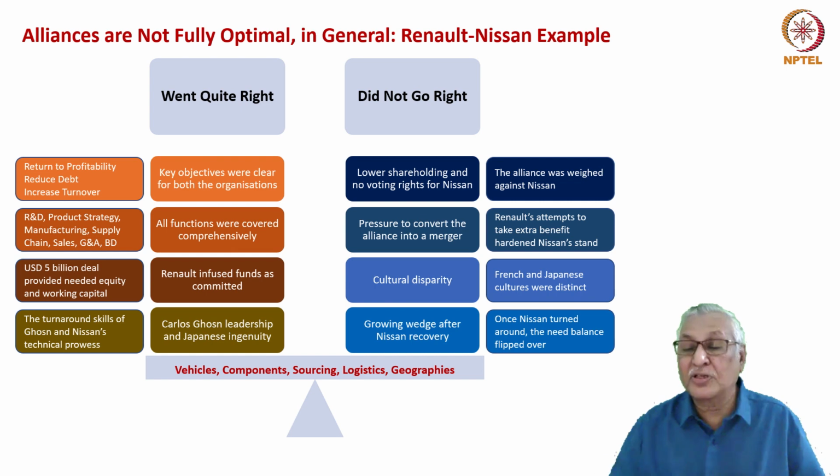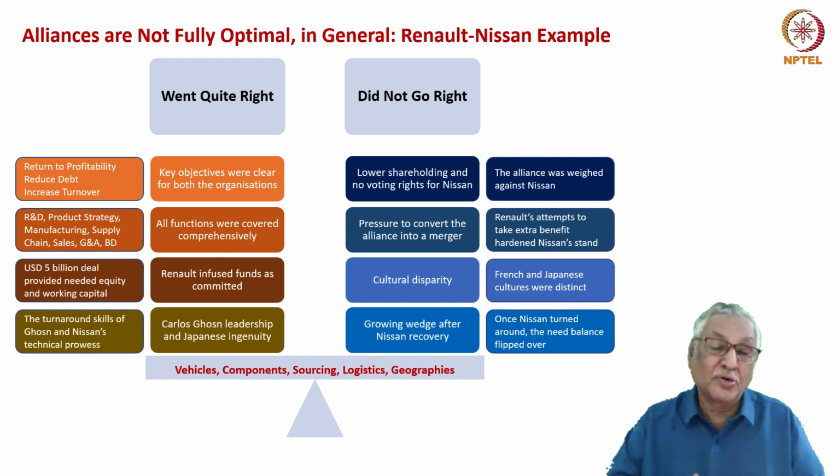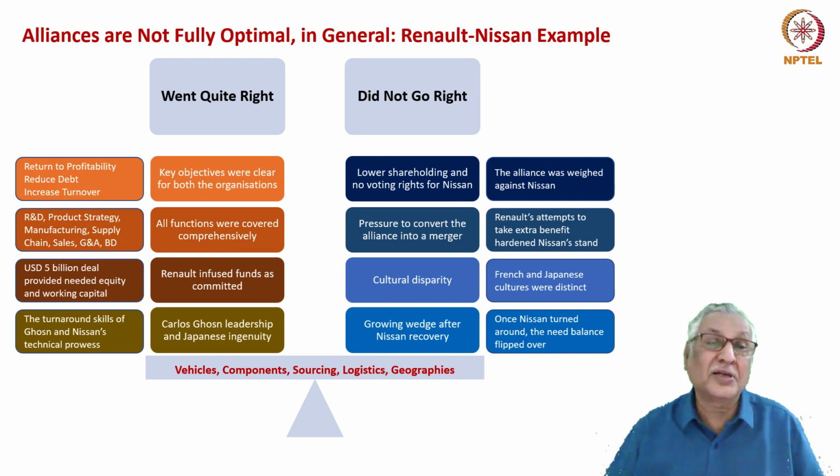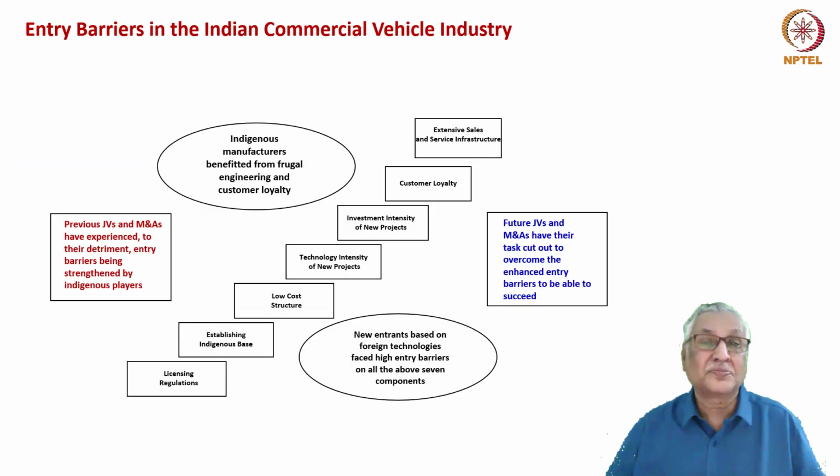Once Nissan turned around, the need balance flipped over. That is, Renault needed more of Nissan than Nissan needing more of Renault. The coverage was perfect: vehicles, components, sourcing, logistics, and geographies. So, from an operational perspective, whatever needed to go right did go right. But from a cultural aspect and from an ownership aspect and from equity aspect, certain things did not go right as I discussed. Therefore, we have to ensure that the alliances are well balanced.